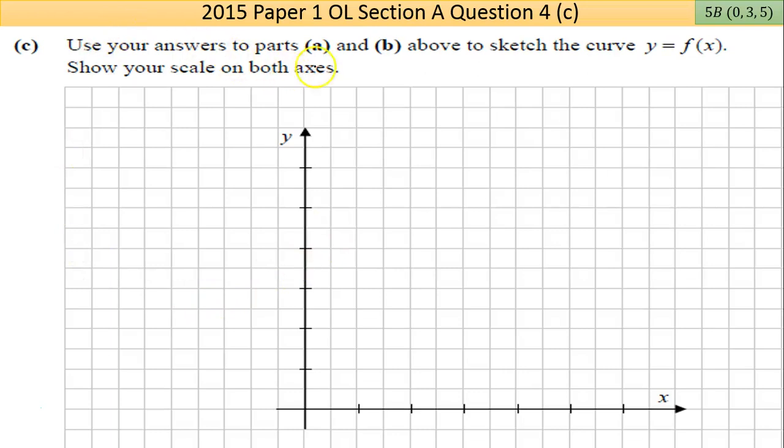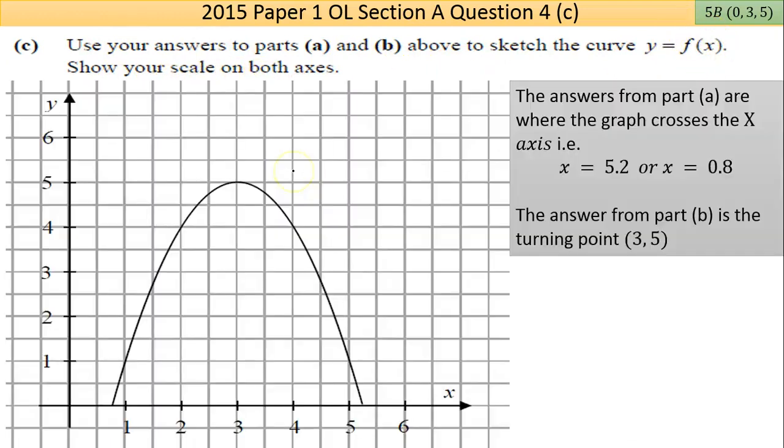Now, use your answers to parts A and B above to sketch the curve y equals f of x. So basically draw the curve. Show your scale on both axes. So you have to decide your scale. Now, I've done it there, because we know 3 things about the graph. We know where it crosses the x-axis at 5.2, roughly there, and at 0.8, roughly there. And we know its turning point is (3, 5), so I know this point here. So if I know those 3 points, I can label them on the graph, and then just draw a line through them, a curved line.